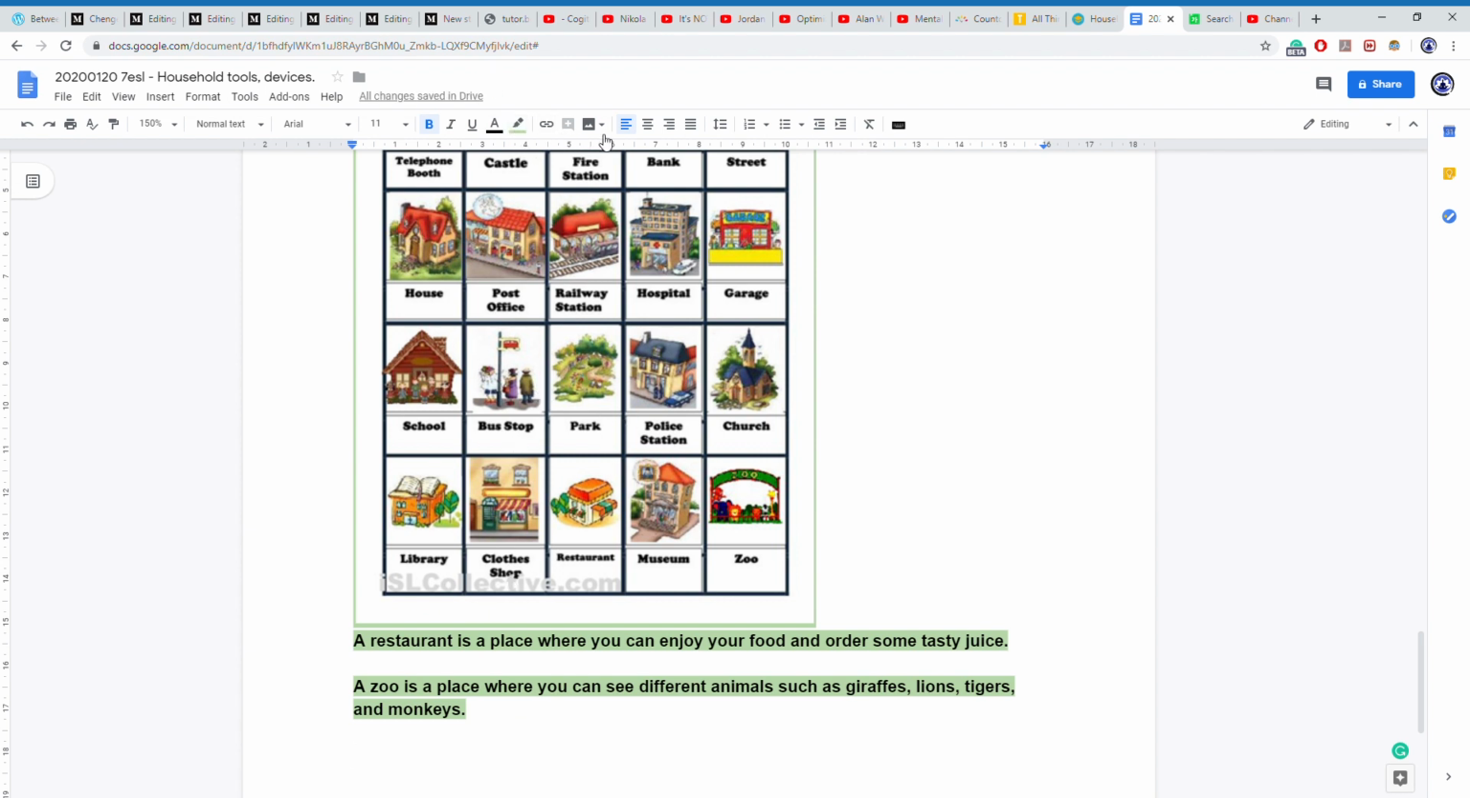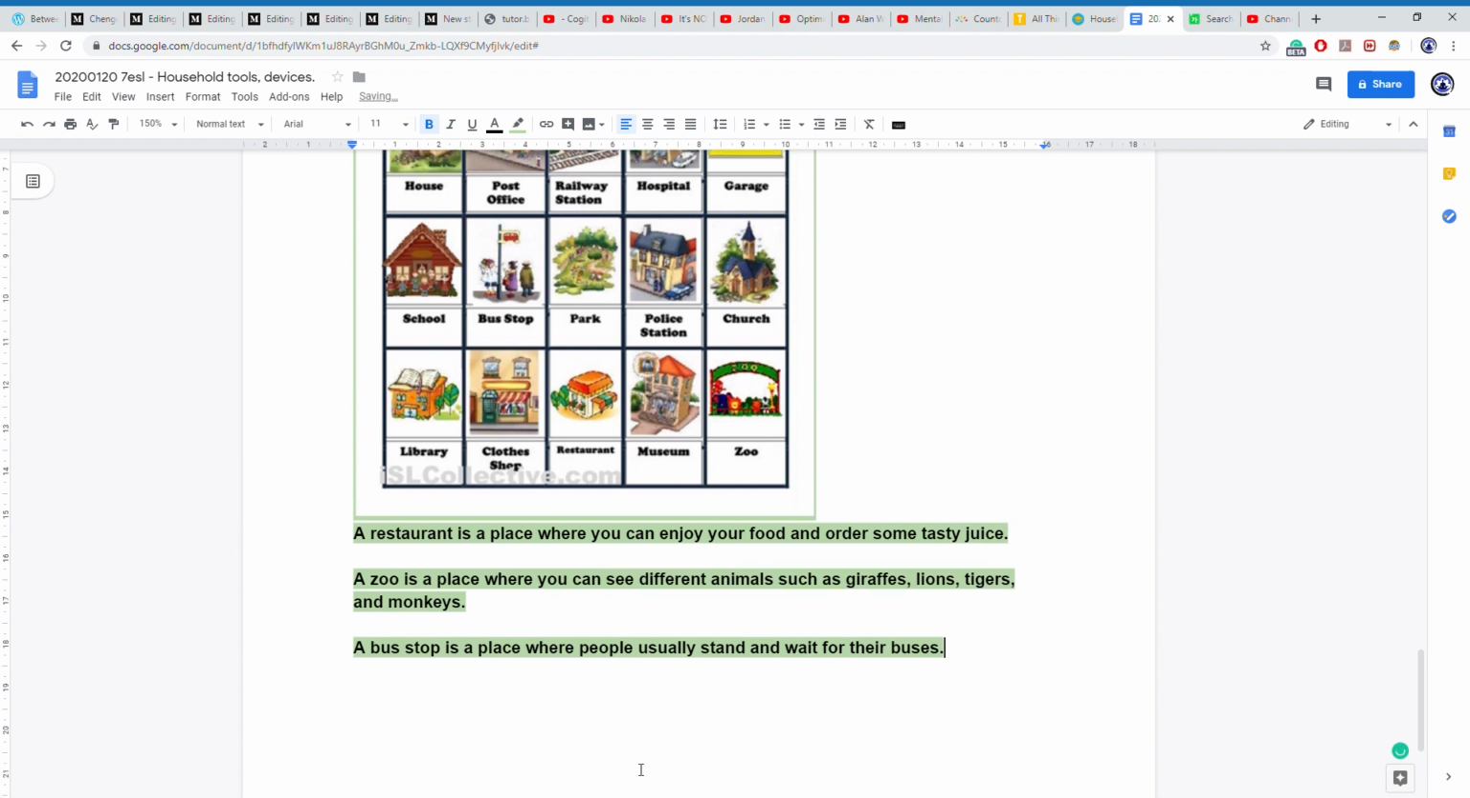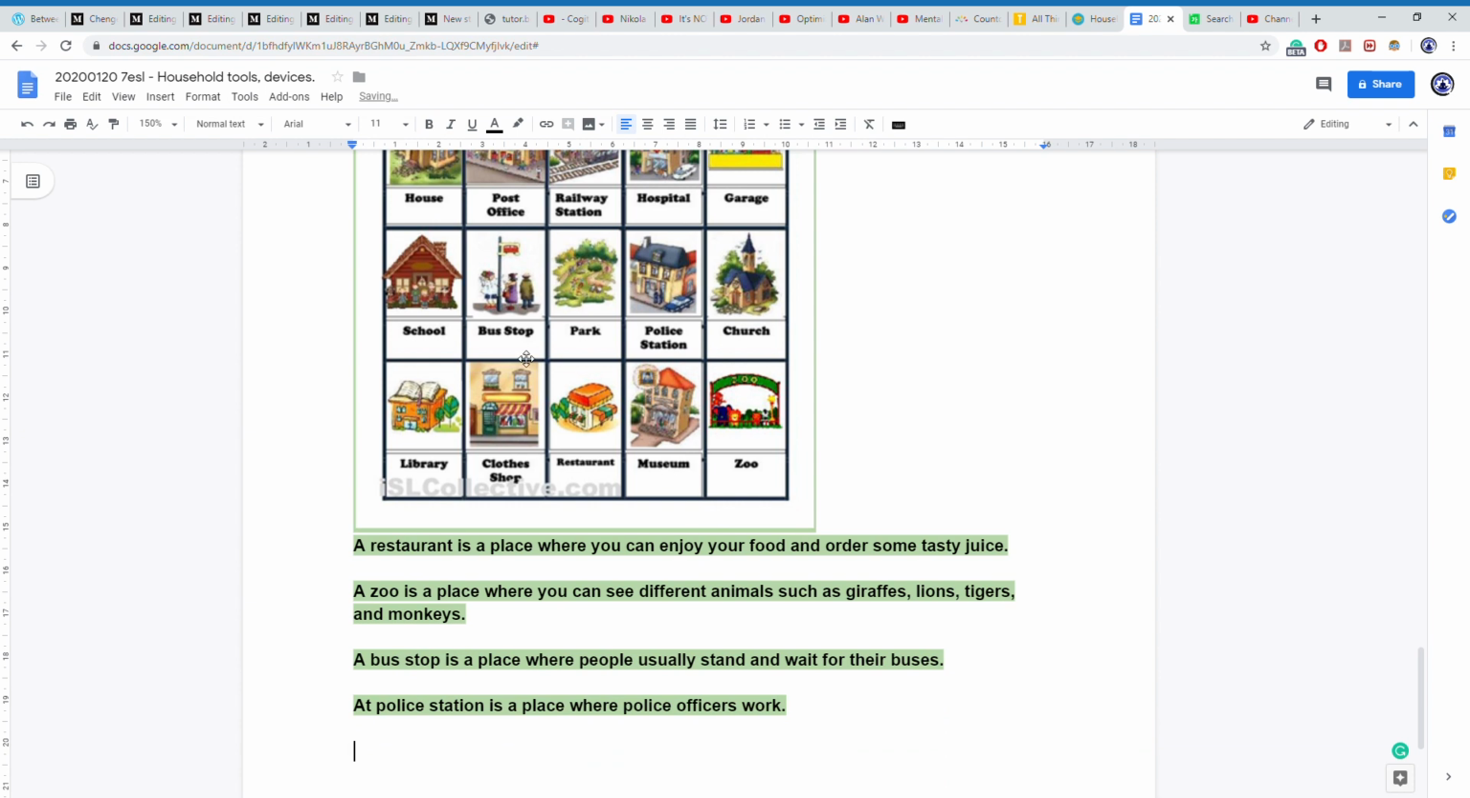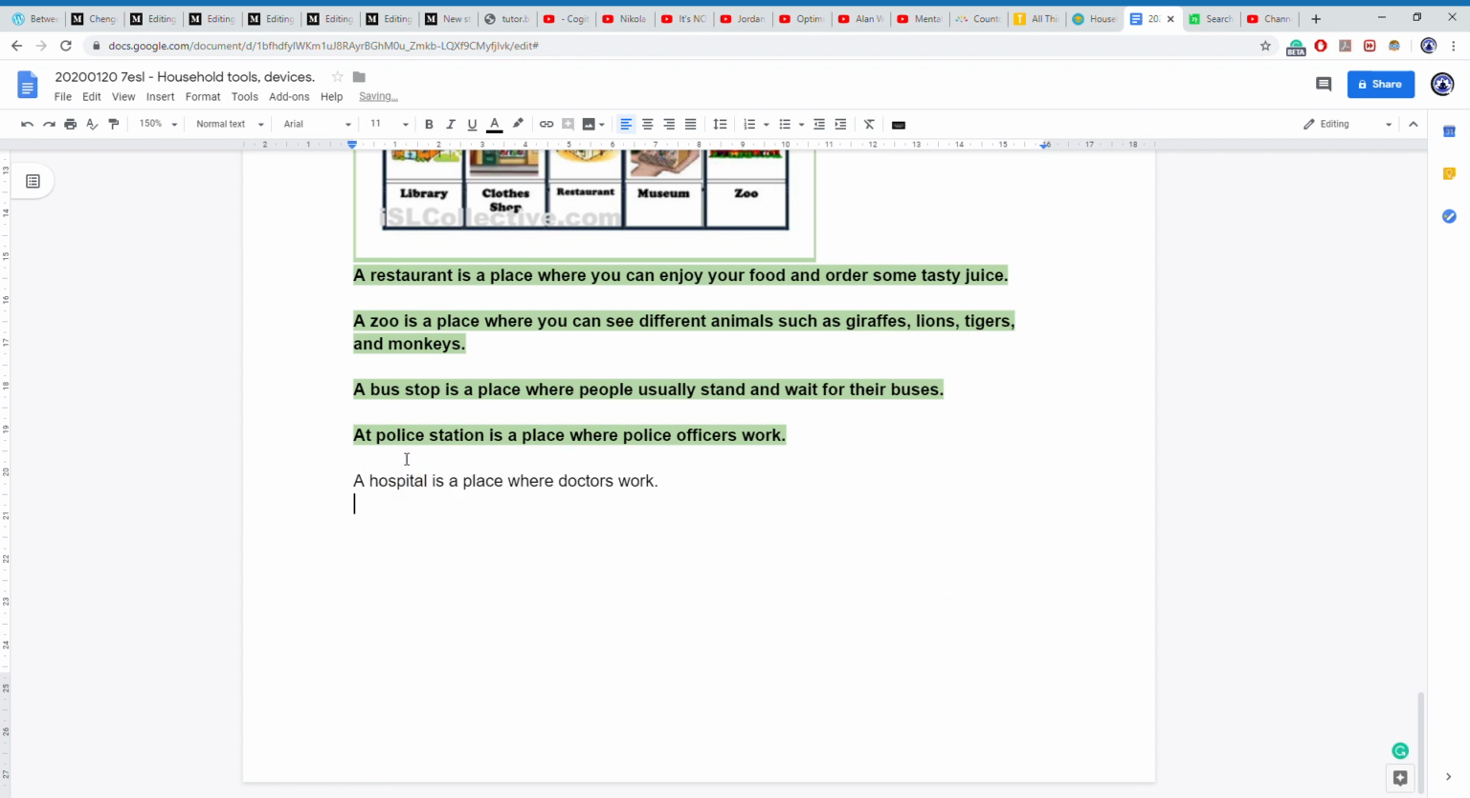What else? Bus stop. A bus stop is a place where people usually stand and wait for their buses. Yeah, and this is it. This is how easy it is. Police station. A police station is a place where police officers work. So now notice this, right? I don't always use "you," right? You can use different nouns and explain what people do there. So in the same way, like hospitals, you can say something like, a hospital is a place where doctors work. In the same way, you can explain what you do there. A hospital is a place where you can get medical treatment. All right, something like this.